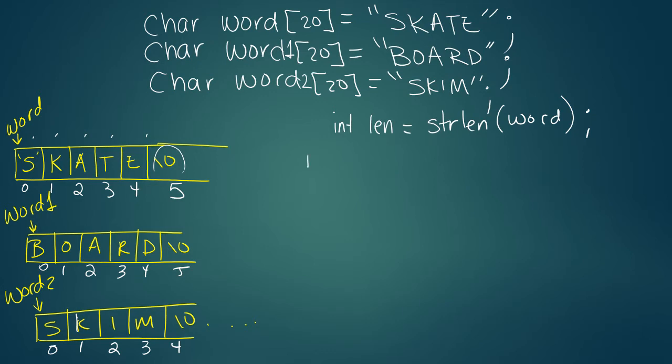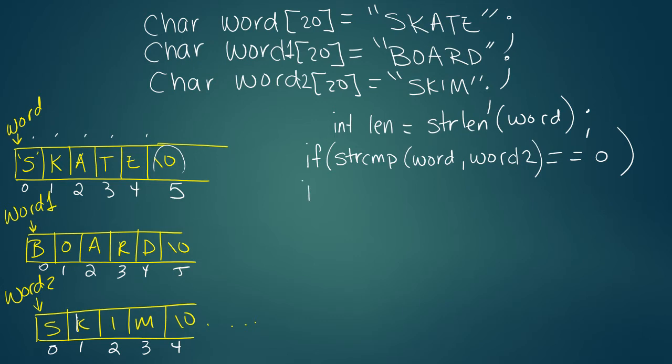So string compare, I could say if string compare, and I could compare word and word 2 equals 0. So this is the easiest way to explain how it works. String compare is going to return a 0 if they match. So it's going to compare the letters S to S, K to K, A to I, and immediately they're not going to match, so it's not going to return a 0.